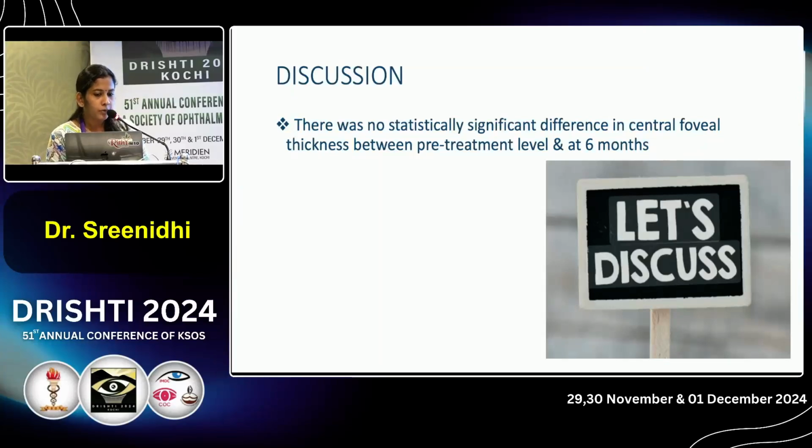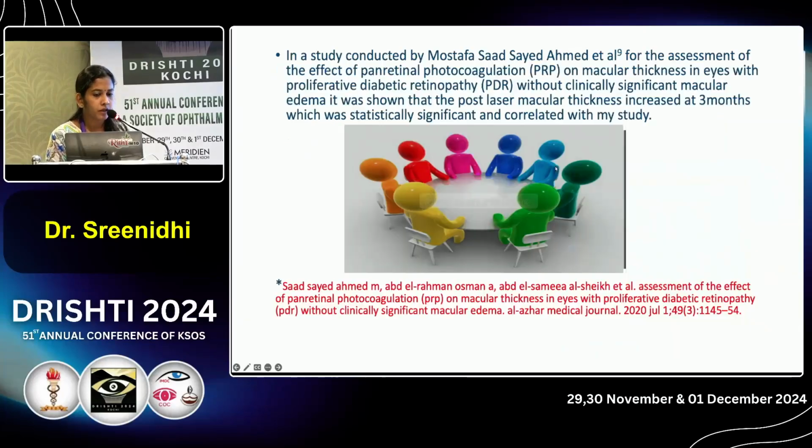Then coming to discussion, there was no statistically significant difference in central macular thickness between the pre-treatment level and at 6 months in my study. In a study conducted by Mustafa Said Ahmed et al. for the assessment of the effect of panretinal photocoagulation on macular thickness in eyes with proliferative diabetic retinopathy without clinically significant macular edema, it was shown that the post-laser macular thickness increased at 3 months, which was statistically significant and correlated with my study.